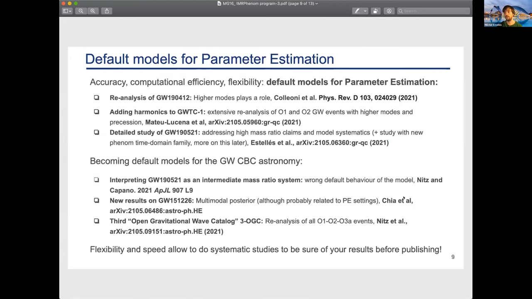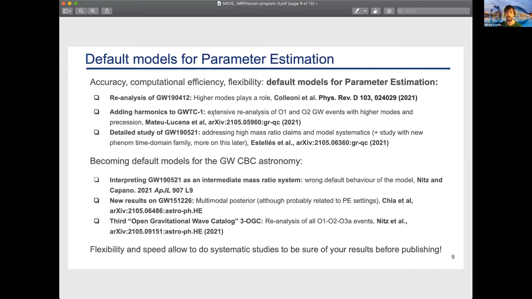So given all the benefits of the new generation of models, they are becoming the standard choice for parameter estimation analysis on currently detected signals. In our group, we have performed three extensive and detailed studies employing these models. The first one was a reanalysis of GW190412, an interesting asymmetric mass event where the subdominant modes play an important role. In this paper by Colleoni et al., we checked in a systematic way the effect of the options of the model and the sampler settings.